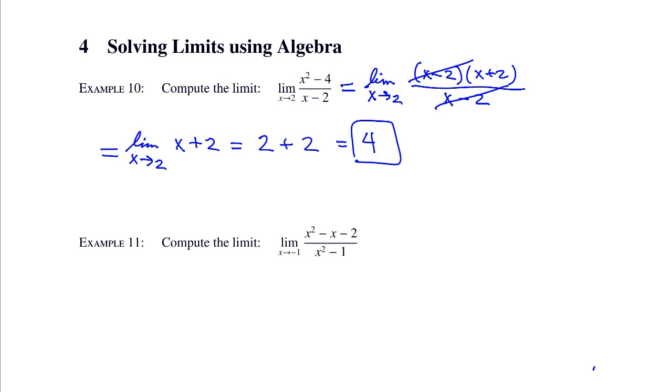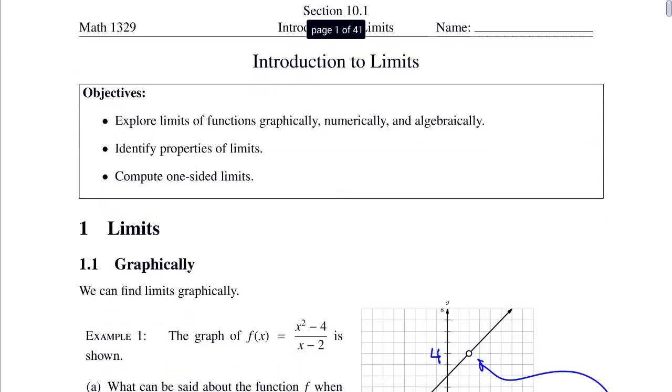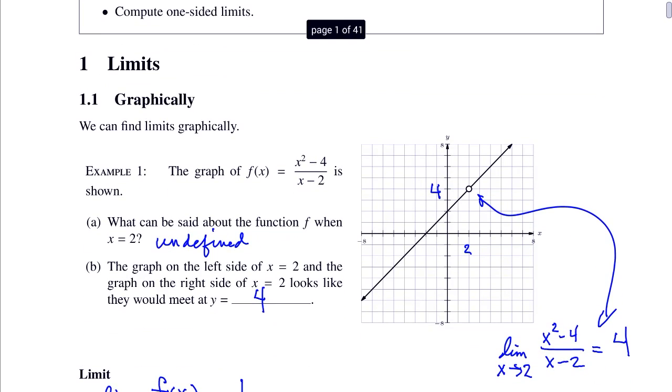Remember, this was the first problem that we did. That was this problem right here on the first page. This is what the graph of x squared minus 4 over x minus 2 looks like. If you were to think of this as a line, what line would this be? It has a y-intercept of 2. Right? It has a y-intercept of 2 and the slope of 1. Yeah, that is exactly x plus 2.